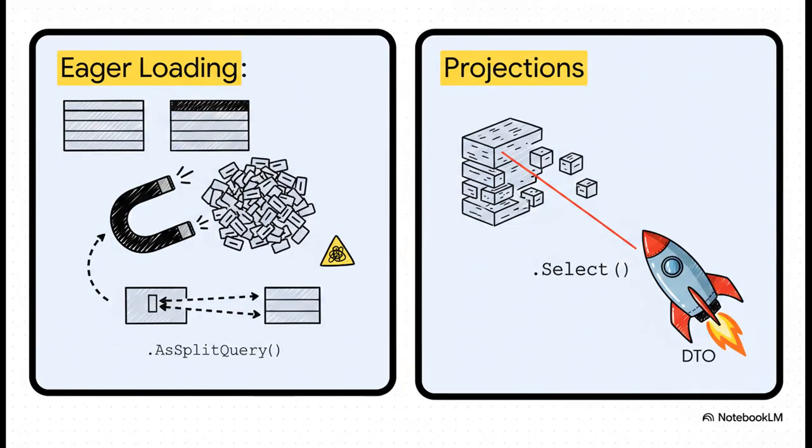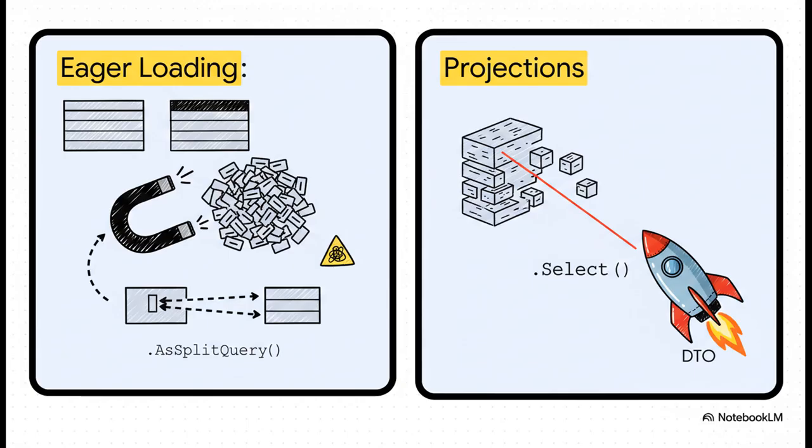For all you .NET folks using Entity Framework, your go-to is .Include. This is called eager loading. It basically tells the database to join the related data right away. Now, a quick heads up. If you include too many related lists, you can get something called a Cartesian explosion, which is just a fancy way of saying the database sends back way too much duplicated data. To fix that, you can use AsSplitQuery.